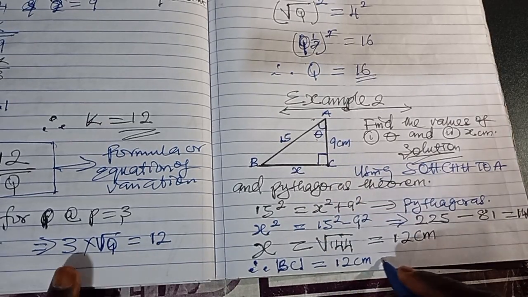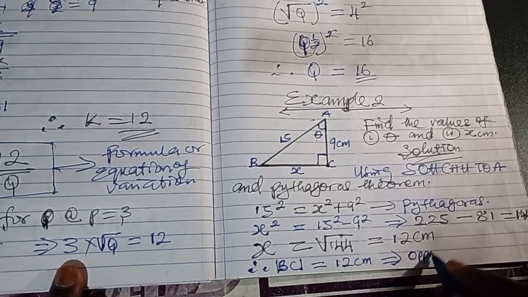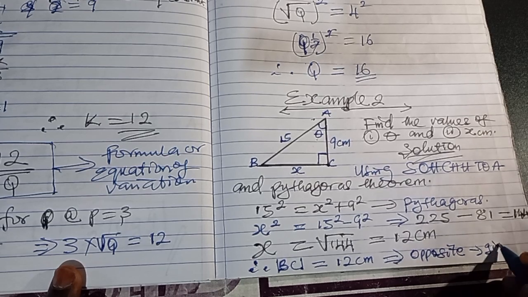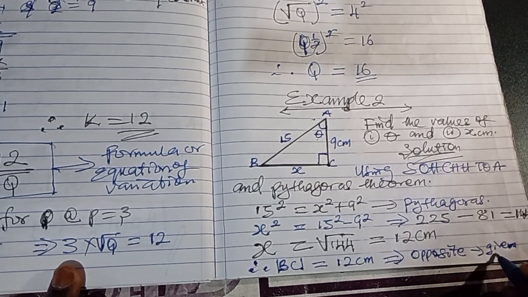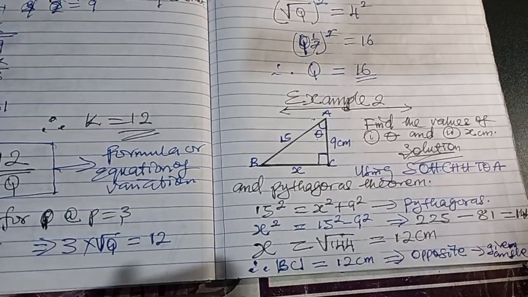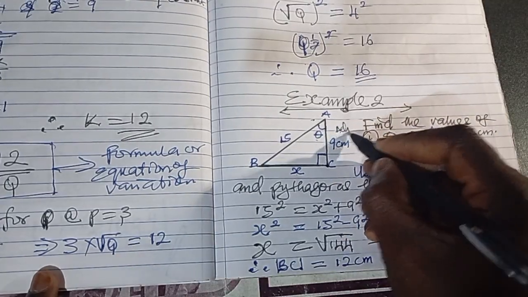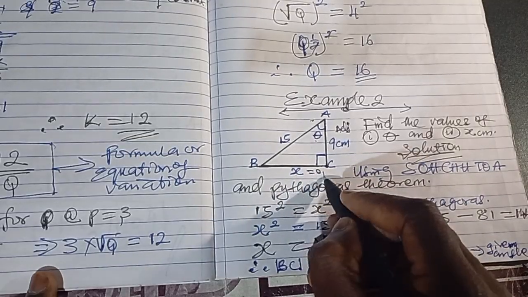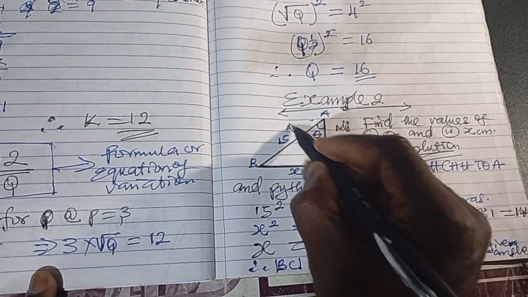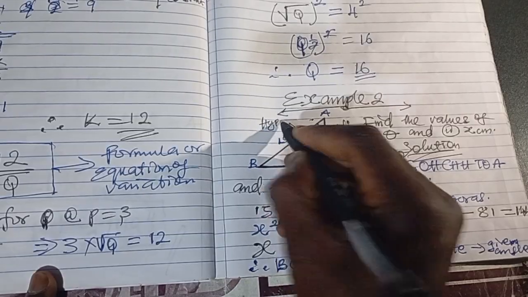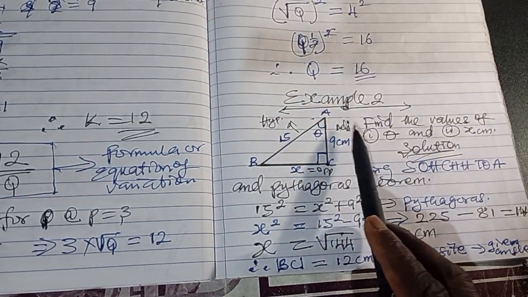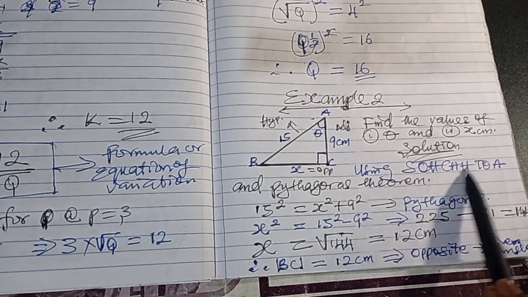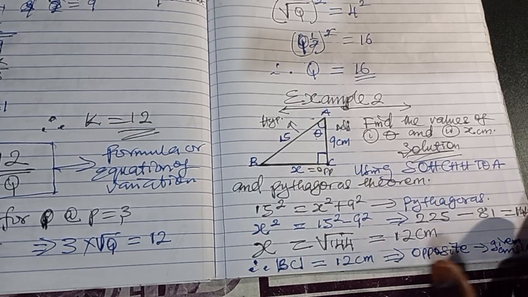This BC is our opposite. Remember, this is our opposite because it's the side facing the given angle. Whereas this is our adjacent. Please note this. This is adjacent. This is opposite. And this is our hypotenuse, the longest side. Good. So we are going to use this adjacent, hypotenuse, and opposite to solve for the angle while using SOHCAHTOA. Alright, let's go.